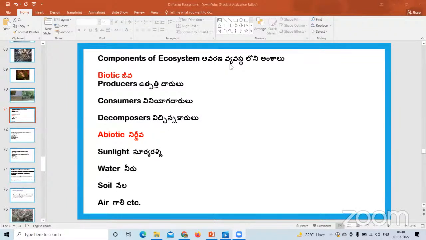Abiotic factors are sunlight, water, soil, air. Even though they don't have life, they are very important for the biotic components. Without these abiotic components, sunlight, water, soil, and air, there will be no biotic components in any ecosystem. Biotic components depend on these abiotic components for living. Producers prepare food by using sunlight, water, air. Okay, children. So these are important.